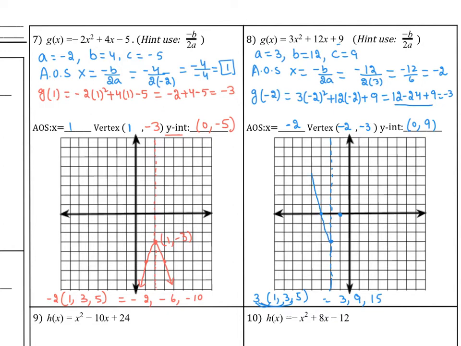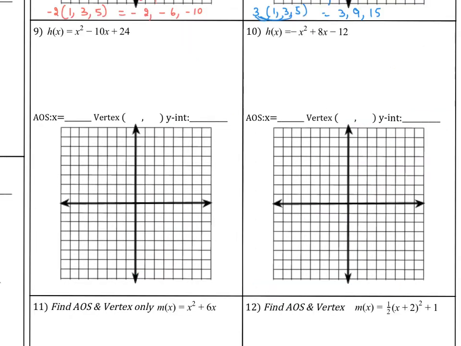If we have a space, we can make a graph using 5 points. In this case, we are fine if you use only 3 points. Question number 9. h(x) equals x squared minus 10x plus 24.